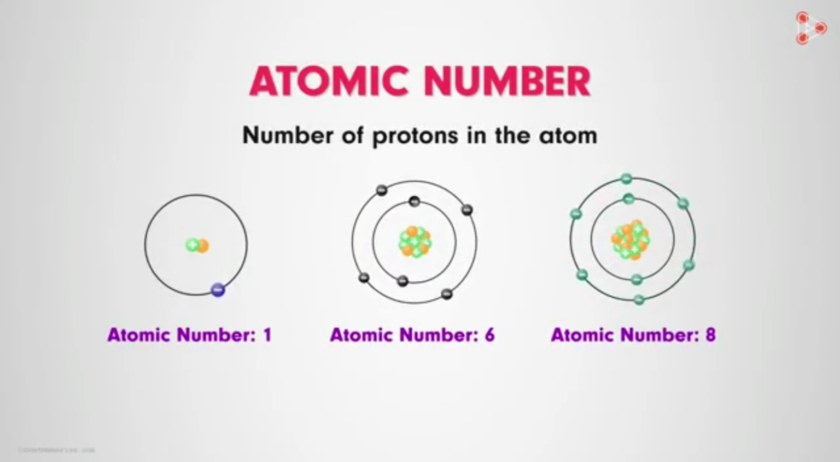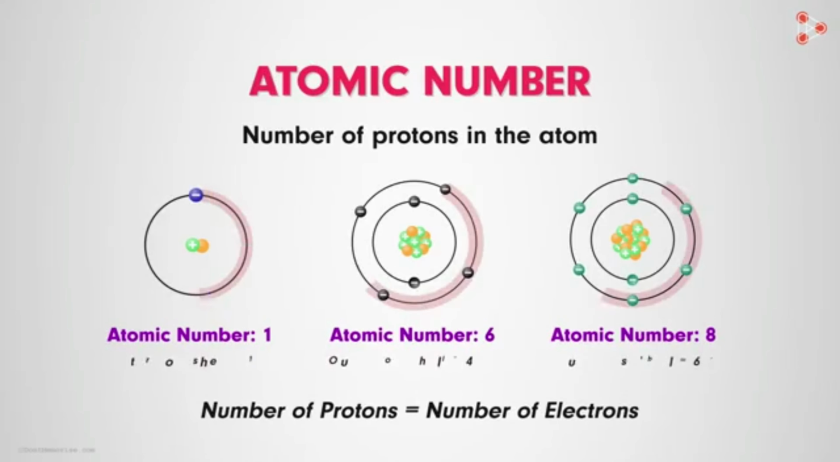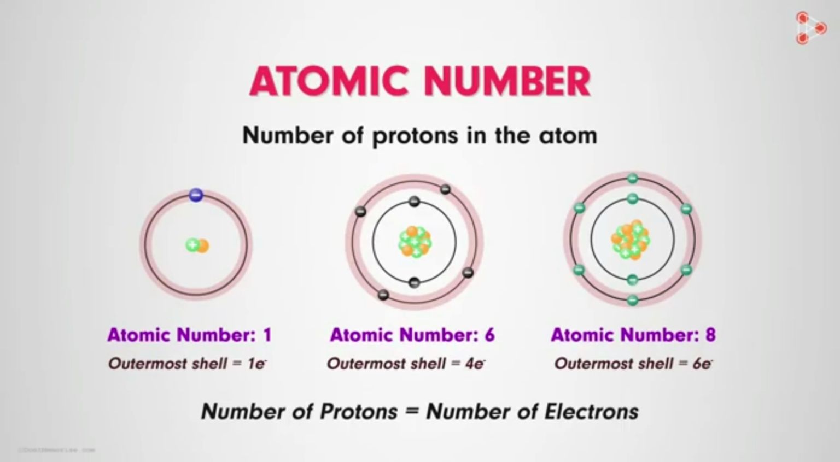The atomic number is the number of protons in the atom. And why is it so? Because the number of protons in an atom is equal to the number of electrons, right? And the valence electrons, to be precise, are the ones that participate in the chemical reactions. So, is the number of electrons in the outermost orbital our answer? Absolutely. The chemical properties of the element are based upon the number of electrons present in the outermost orbit.